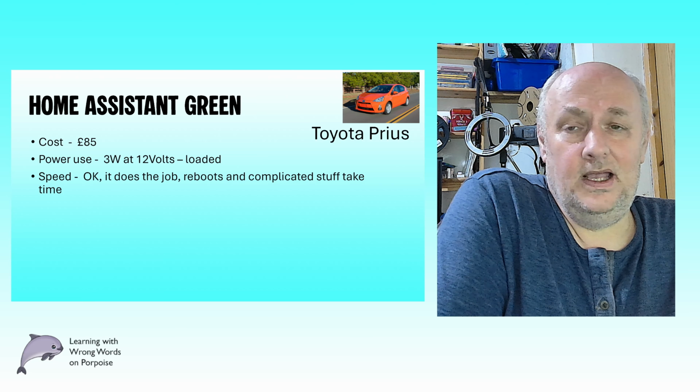Growth capacity, that's where you're stuck. It's got 4 gigabytes of RAM and 32 gigabytes of storage. That's all you're going to get. No expansion at all. Ease of setup, this is where it wins. You plug it in and it works. Nothing needs doing, it's just there. So that's Home Assistant Green, Toyota Prius.